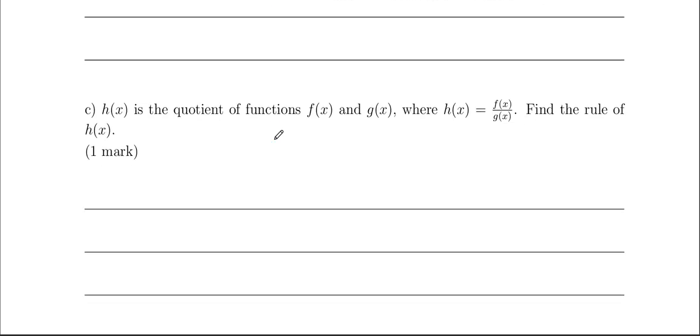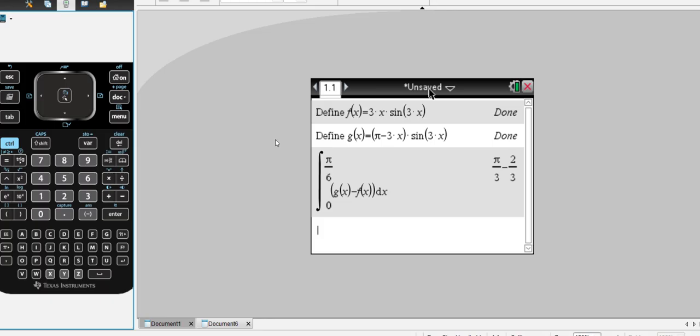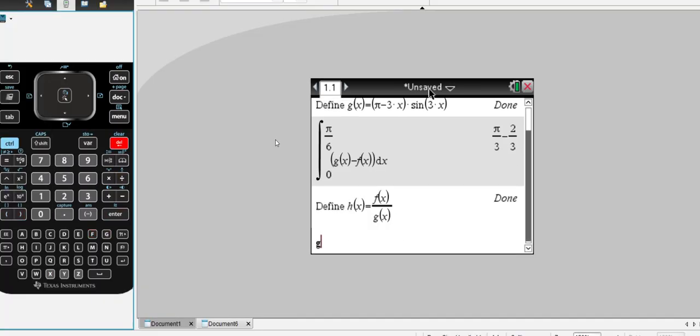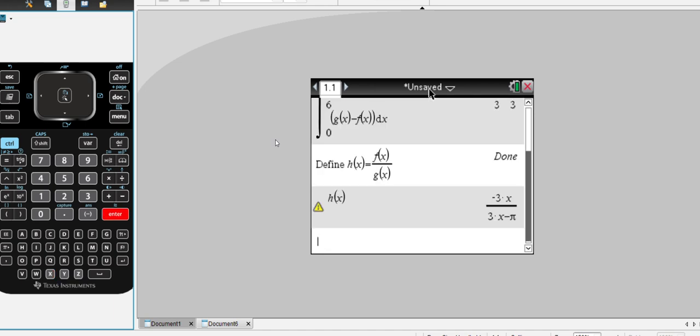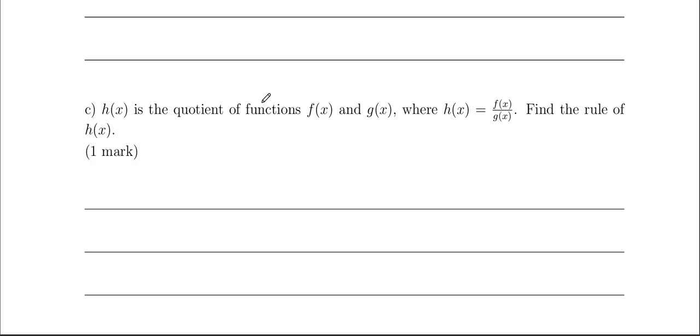h of x is the quotient of the functions f of x and g of x. Find the rule for h of x. Okay, that's pretty easy. So we're going to define h of x to equal f of x over g of x, and then h of x is equal to 3x over pi minus 3x.